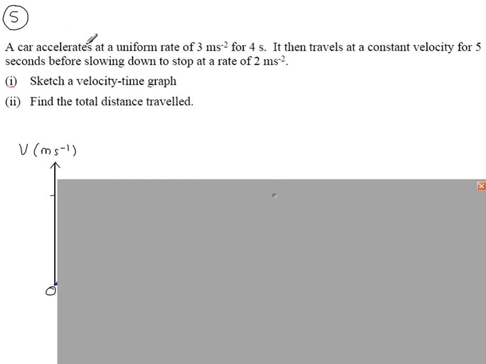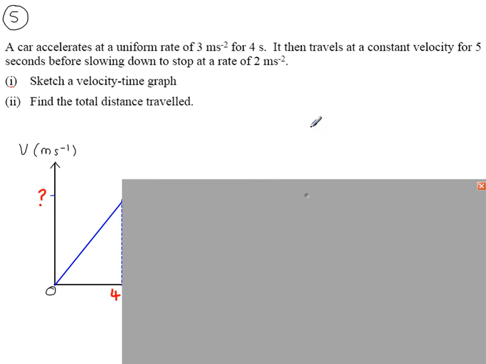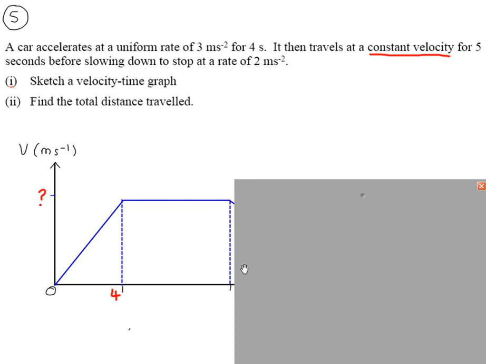A car accelerates at a uniform rate, so a constant acceleration of 3 meters per second squared for 4 seconds. So this is the initial part of the car's journey, a constant acceleration for 4 seconds. And then we can calculate the velocity here that it's reached after 4 seconds. It then travels at a constant velocity for 5 seconds. So this 4 plus another 5 seconds of constant velocity. Okay, so we're now up to 9 seconds.